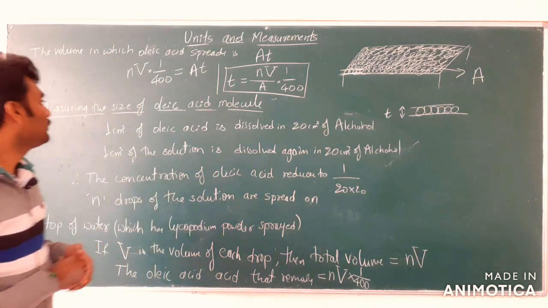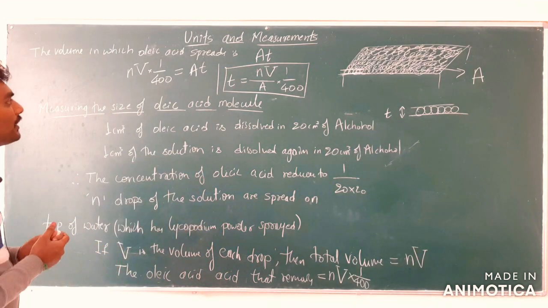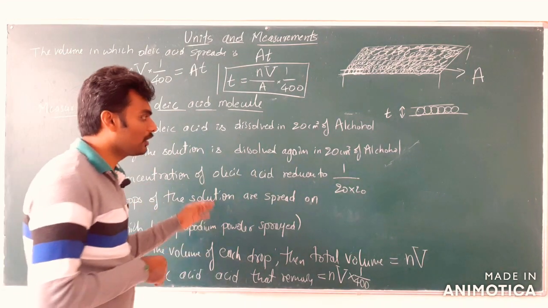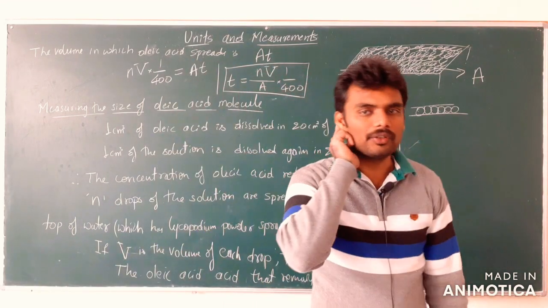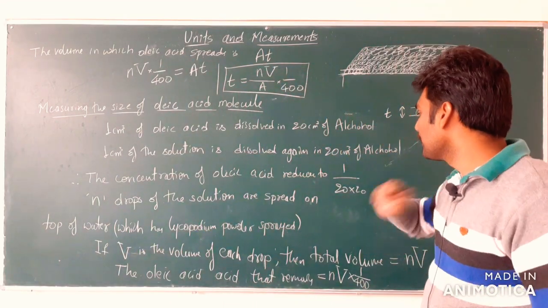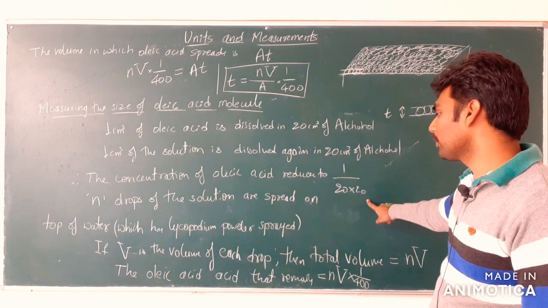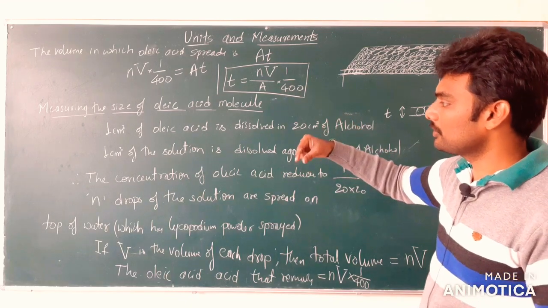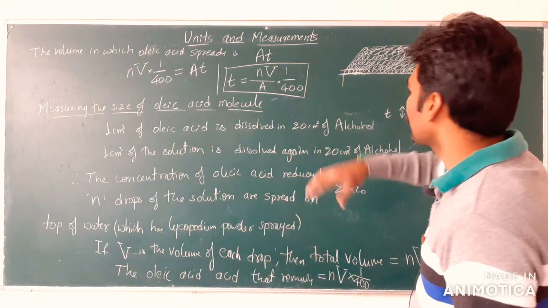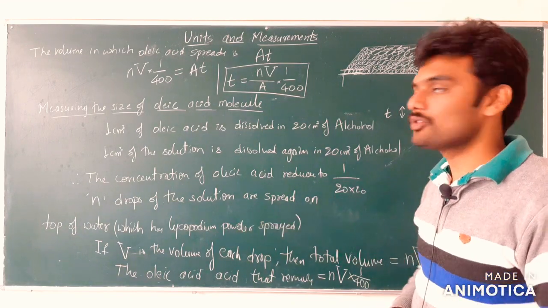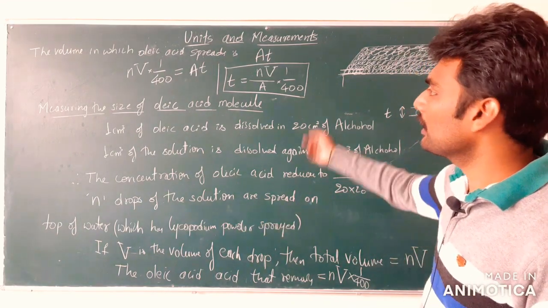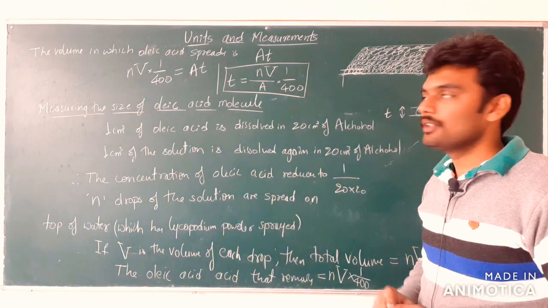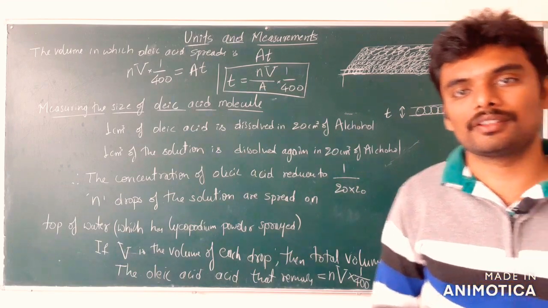So that's about measuring the size of oleic acid using the indirect method by dissolving it into alcohol, again dissolving it into another solution of alcohol, and reducing the concentration to 1/400 times, then putting that solution drop by drop on top of water so that it spreads over the surface chosen completely, and then the thickness is found using this formula. Clear? So this is about measuring the size of oleic acid.